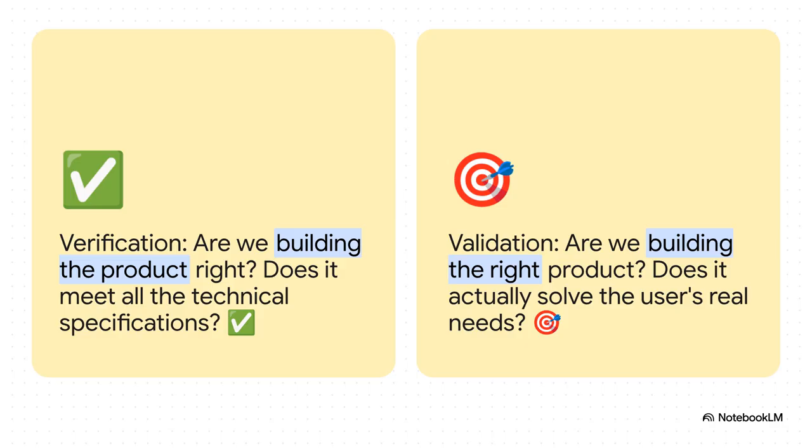Now, this next idea is so important because it's a really subtle distinction. We have verification, which asks, are we building the product right? Does it match all the technical specifications? But then there's validation, which asks a way bigger question. Are we building the right product? Does this thing actually meet the user's needs? You can perfectly build the wrong thing.